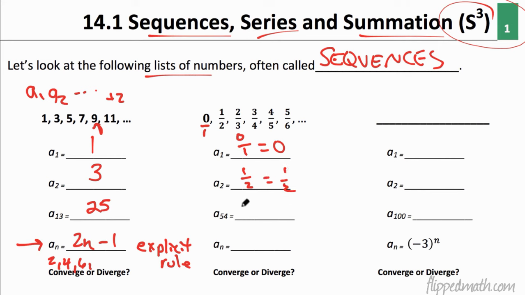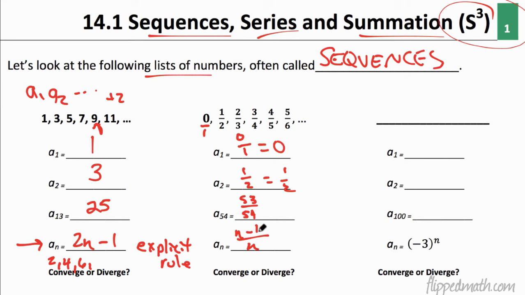What about 54? Can we figure that out? There would be a 54 in the bottom because the term is in the bottom, and then 1 less is in the top, so it's 53 out of 54. So for n, we would say there's always 1 less on the top, but n is in the bottom. This is called the explicit rule again. And now we're going to talk about converging or diverging.